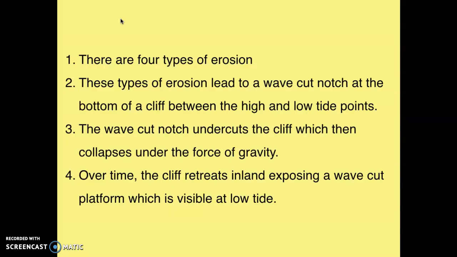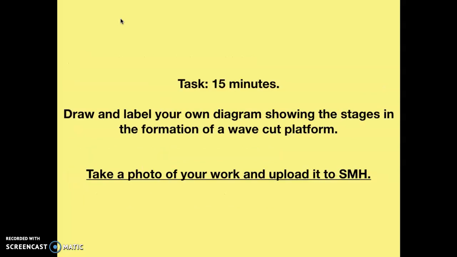Okay, so to recap, there are 4 types of erosion. These types of erosion lead to a wave-cut notch at the bottom of a cliff between the high and the low tide points. The wave-cut notch undercuts the cliff, which then collapses under the force of gravity, and over time the cliff retreats inland, exposing a wave-cut platform, which is visible at low tide.